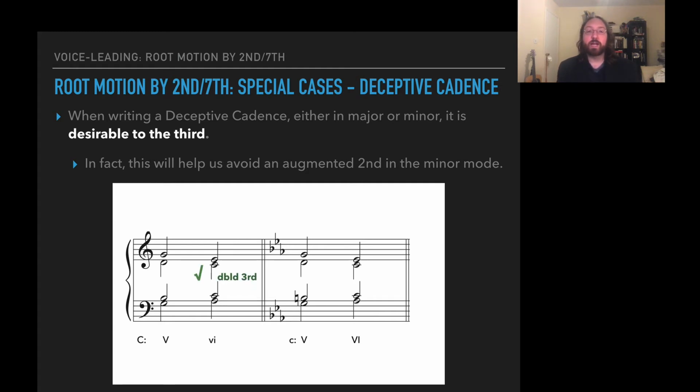So absolutely fine to have a doubled third here, and absolutely fine to have a doubled third here. And in fact, having B natural go up to C means that the B natural will not go down to the A flat, which would have given us that augmented second. Nice, smooth voice leading, and a doubled third okay in the context of a deceptive cadence.